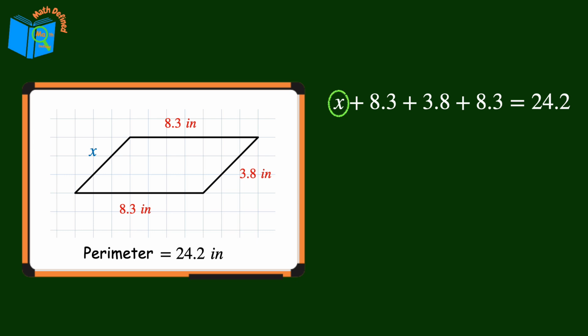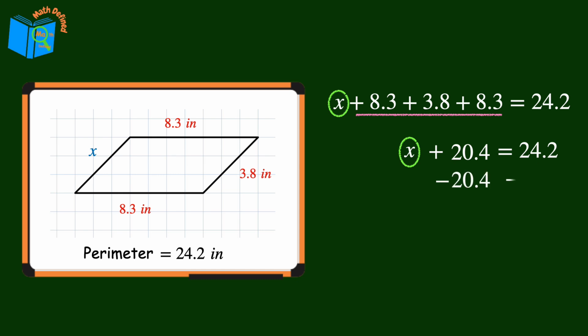We need to solve for x, and we can start by combining these 3 constants in this equation, giving us 20.4. We'll bring down the x along with the rest of the equation. Continuing our journey to solve for x, we need to remove 20.4 using subtraction. So we'll subtract 20.4 on both sides of the equation. On the left, the 20.4's cancel each other out, leaving just the x, and on the right, 24.2 minus 20.4 is 3.8. So the missing side length is 3.8 inches. This answer makes sense because the opposite sides of parallelograms are congruent, or equal.